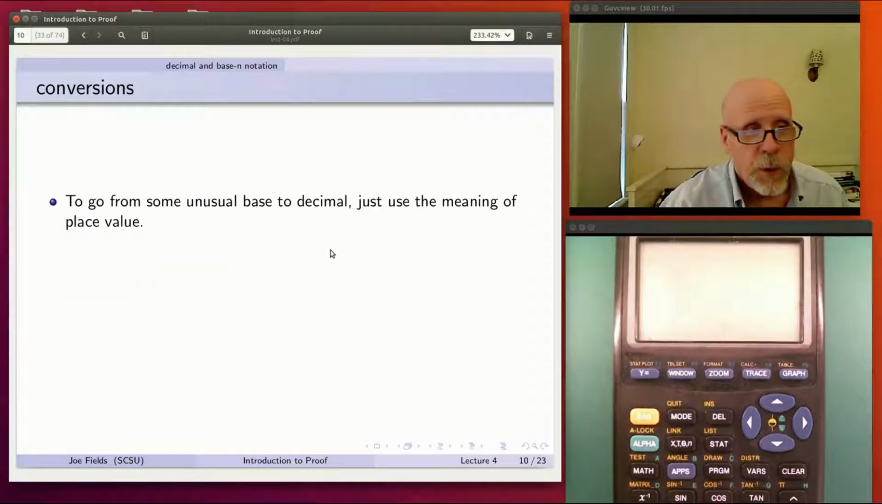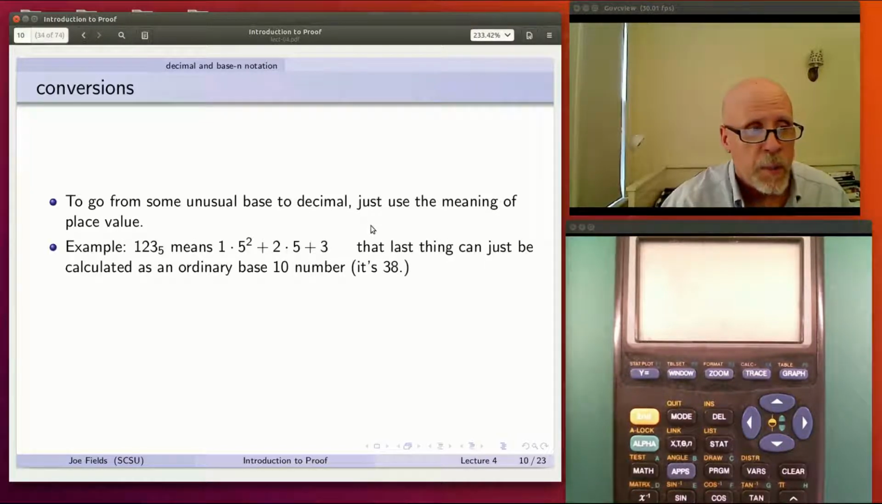Conversions, right? So if you're in some funky base and you need to go to decimal, that's easy. Just use the place value meaning, the meaning of place value. So just a quick example, if I have 1, 2, 3 in base 5, what that means is 1 times 5 squared plus 2 times 5 plus 3. And you just plug that in your calculator, you get 38 out, right? That's all base 10 numbers, or may be treated that way anyhow.